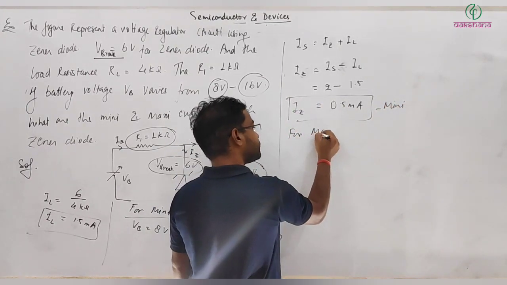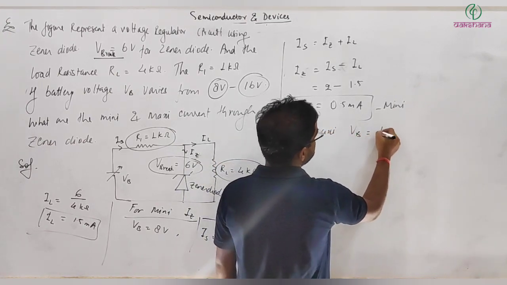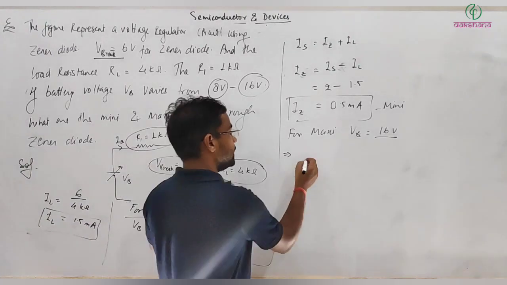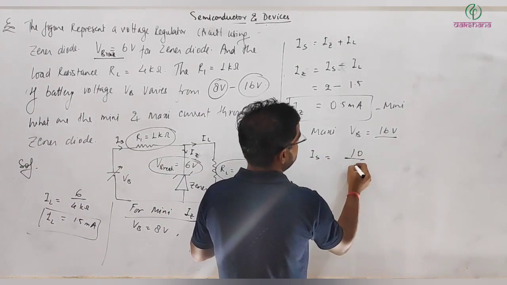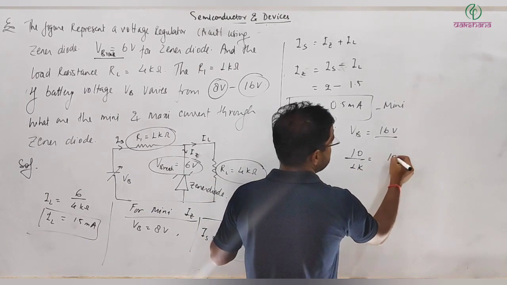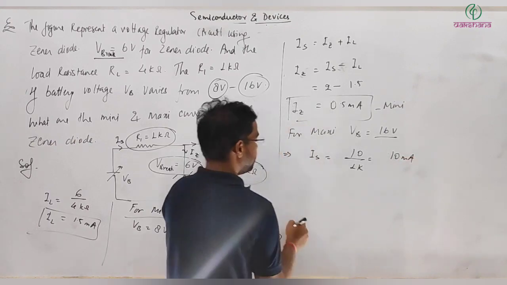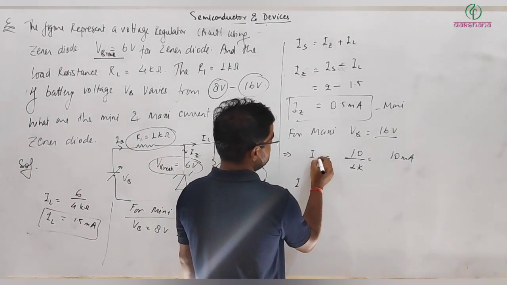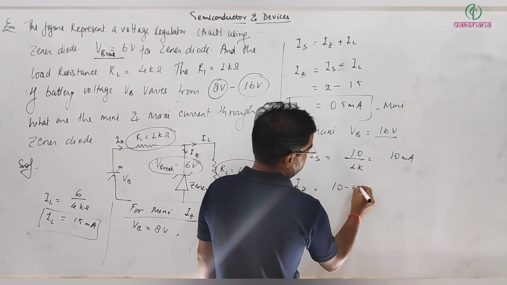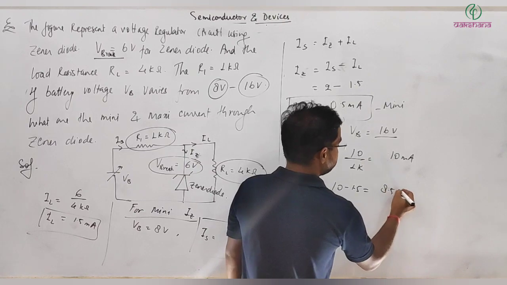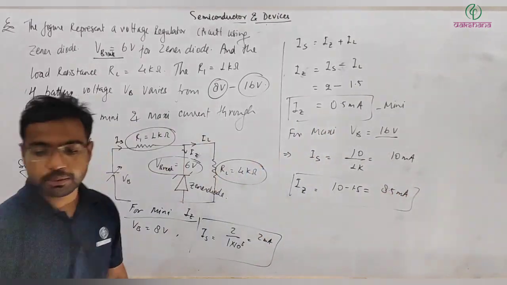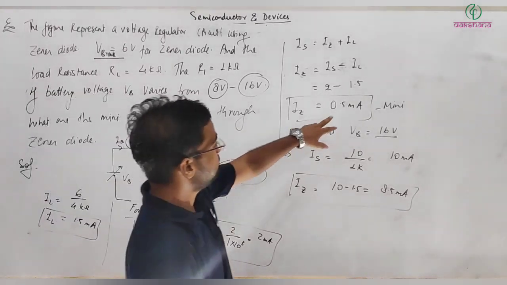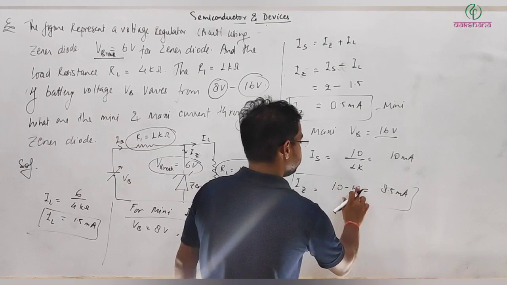For maximum, VB should be maximum, that is 16 volt. So across this it will be 6, across this it will be 10. So I source is 10 divided by 1 kilo ohm, that is 10 milliampere. And IL is not going to vary, it's again 1.5. So IZ is equal to 10 minus 1.5, that will be 8.5 milliampere. So these are the minimum and maximum values of current. Remember, the minimum value is 0.5 milliampere and the maximum value is 8.5 milliampere.